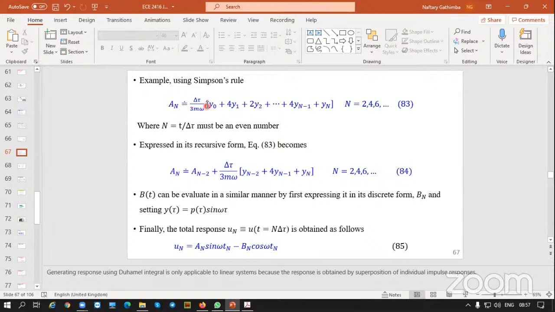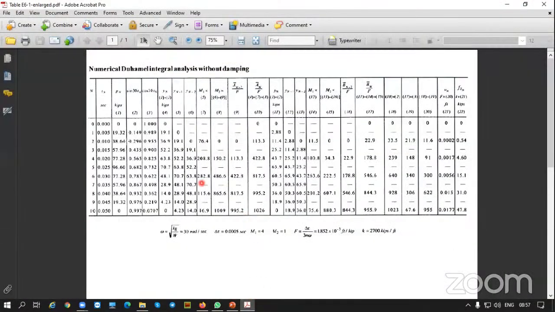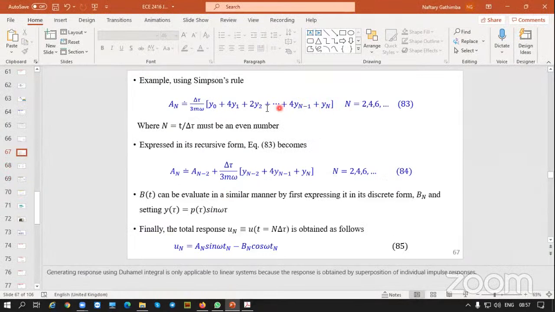So to evaluate An, we need a column for delta tau over 3m omega. You need a column for that. So this is what's happening in this column. I'm saying this chart is not clear, that's why I have given this. So again, you need to get what is Yn. That is Yn all the way from 0 to 10. Then Yn minus 1, Yn minus 2. So these are the weighting factors. Remember the weighting? Yeah, it is 1 and 4 for Simpson's rule. So the weighting is this. You see these values.